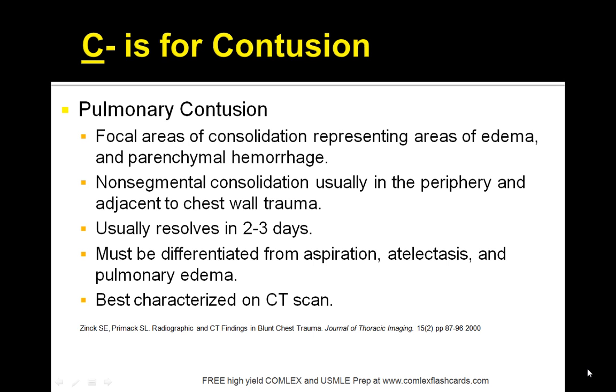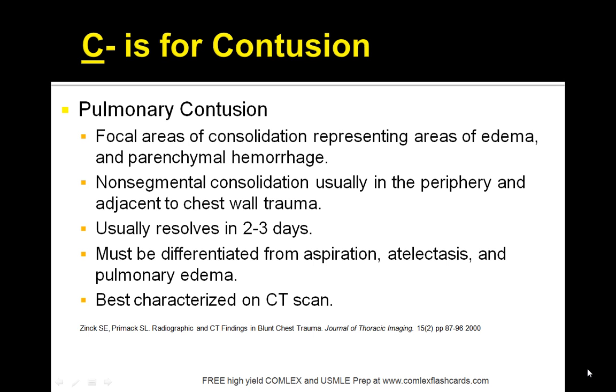C is for contusion. Pulmonary contusion is best characterized on a CT scan, and you have to differentiate this from aspiration, atelectasis, and pulmonary edema. There will be focal areas of consolidation representing areas of edema and parenchymal hemorrhage. Also, non-segmental consolidation, usually in the periphery and adjacent to the chest wall trauma, can be seen. This usually resolves in 2 to 3 days.